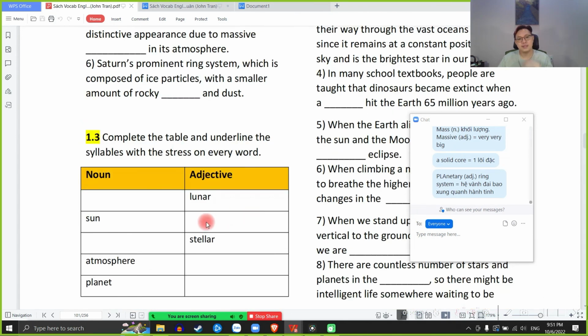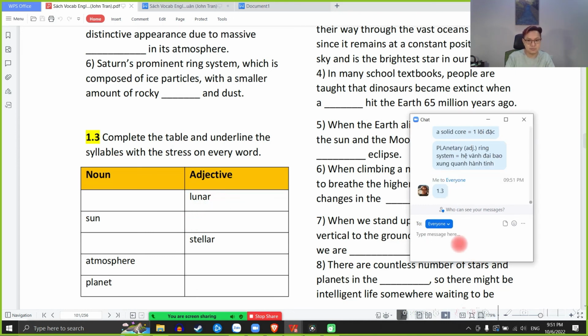Alright, let's do 1.3 now. We have adjective is lunar. Lunar. It means belong to the moon. Thuộc về mặt trăng. So what's the noun?